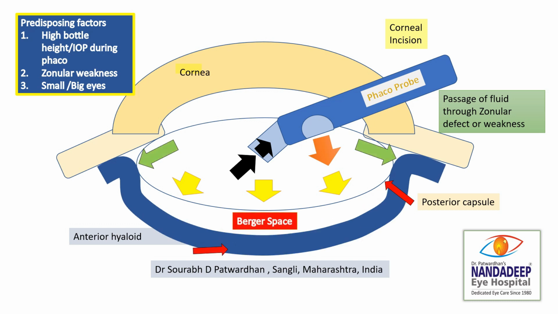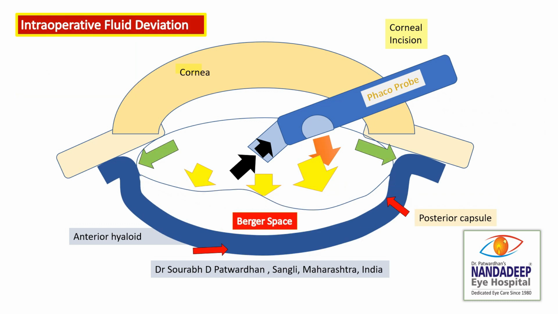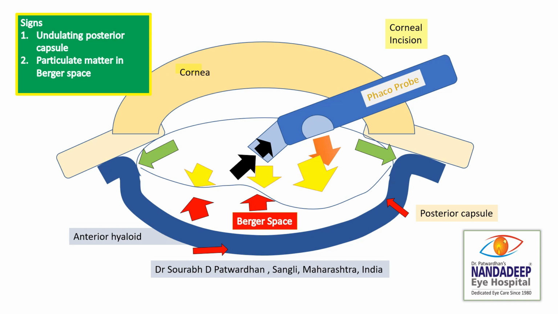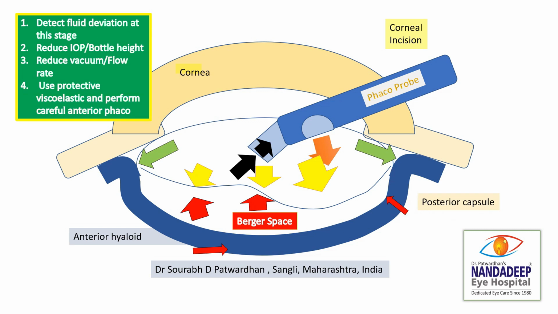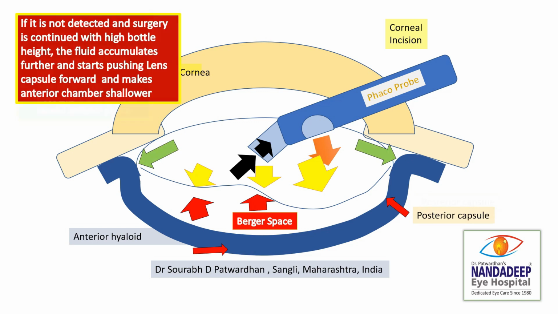and it starts getting collected in the potential space which is called Berger space, and as it collects, the first step is that the posterior capsule becomes more redundant, and you will find that there will be undulating posterior capsule and there might be particulate matter in this space. It starts coming anteriorly. At this point you can reduce the IOP or bottle height, reduce the vacuum and flow rate, and use viscoelastic agent to form the AC again and perform careful phaco.